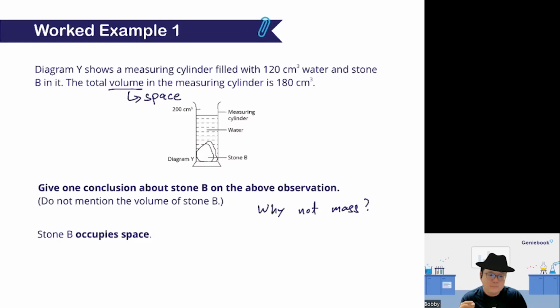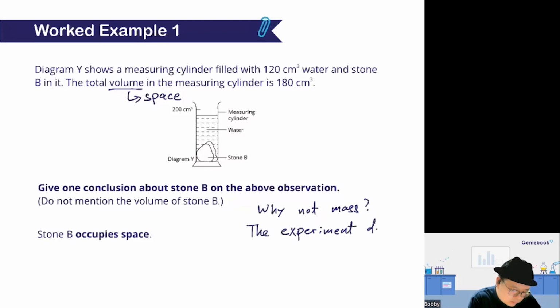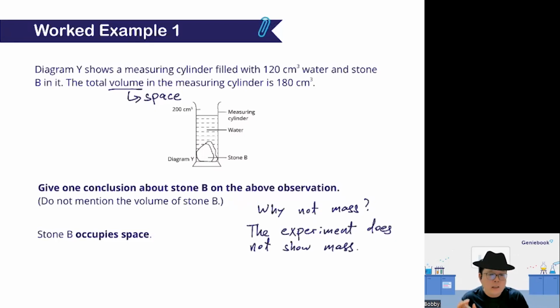Okay, because it has nothing to do with mass. Close. You have to explain what it means, Shalin. Okay, the experiment does not show mass. The experiment does not show anything about mass. The experiment only shows you the volume, and volume is related to space. When we talk about mass, we'll need to use a balance. Okay, we'll need to use a balance.